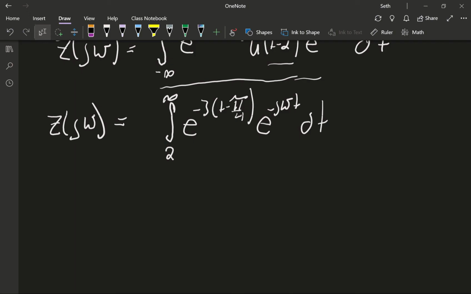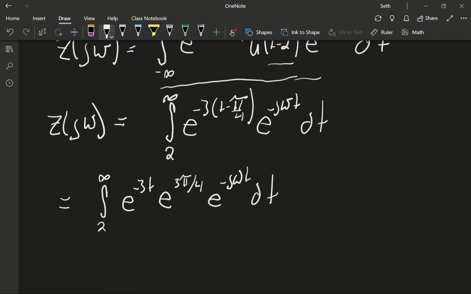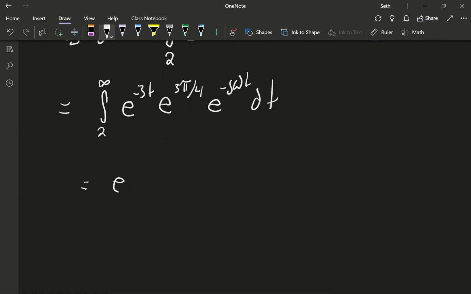Okay, now we have to evaluate this. So using the properties of exponents, we're going to rewrite this. So we get e to the minus 3t, e to the 3 pi over 4, e to the minus j omega t dt. You can rewrite that again. This is just a constant.